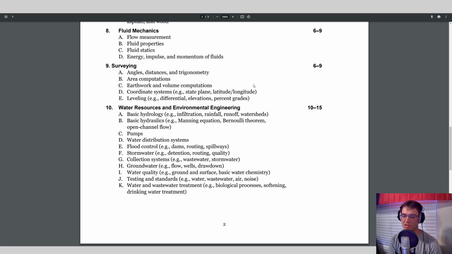Surveying: angles, distances, trig, area computations, earthwork, volume, coordinate systems, state plane, lat, long, leveling, differential, elevations, percent grades. This is 6 to 9 questions, so not super heavy, but it's going to be there. This is actually very relevant to my work experience, and I spend a lot of time in the surveying world, and so I'm definitely going to try and pull on that.